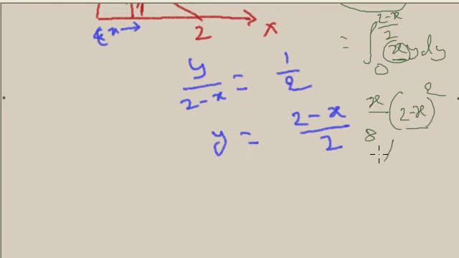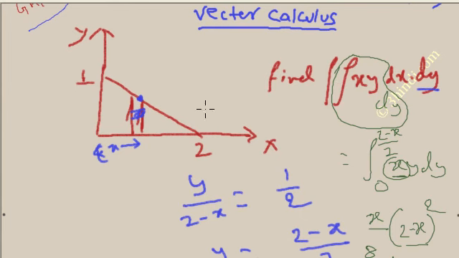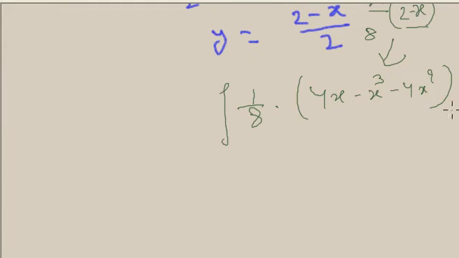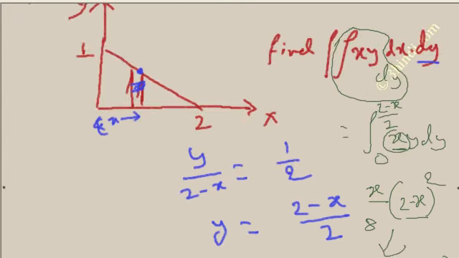If you expand this, you will get 1 by 8 into (4x minus x cube minus 4x square). So if you integrate here dx, the range for x is from 0 to 2. If you integrate it, you will get the answer as 1 by 6. So the answer is 1 by 6.